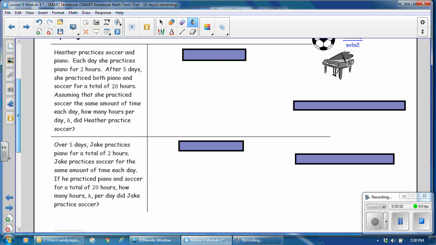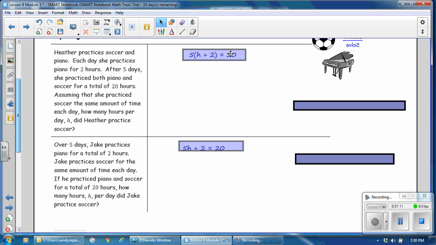So let's go over the answers. Heather practiced soccer and piano. She practices every day for 2 hours. And after 5 days, she practiced both piano and soccer for a total of 20 hours. Assume that she practiced soccer the same amount of time each day. How many hours per day did Heather practice soccer?